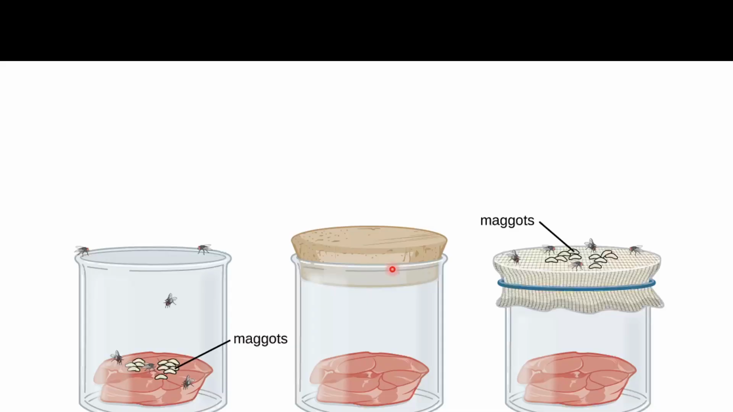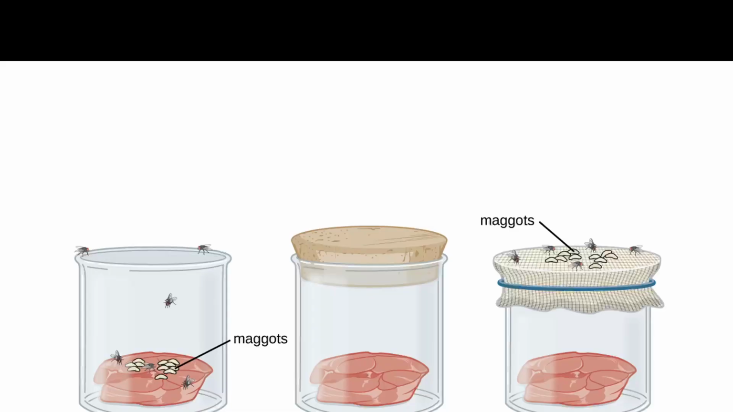Then the third experimental setup was with a gauze. Gauze is a thin cloth which allows passage of air but not passage of organisms, right? Not passage of flies or maggots. Then he saw that maggots started growing on the gauze, but still the meat did not form any maggots. So this concluded that for the generation of new life, you need a pre-existing life.